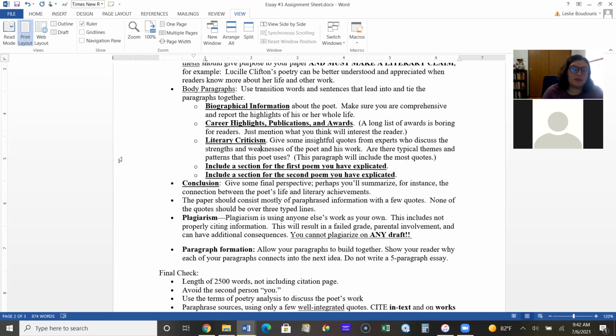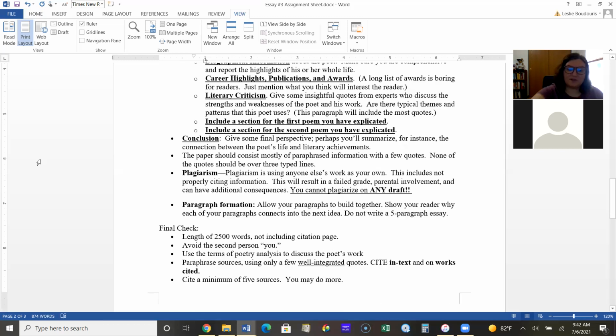So you also want to pick somebody who isn't necessarily just an unknown person. Okay, there can be a lot of not super famous authors who still have a lot of interesting aspects about them, but don't pick somebody that's unheard of. You still want to pick somebody where there's research to be done on them.